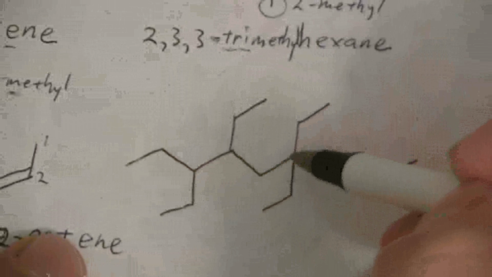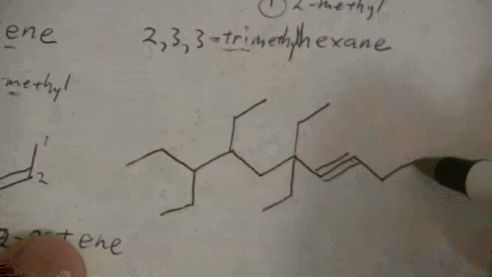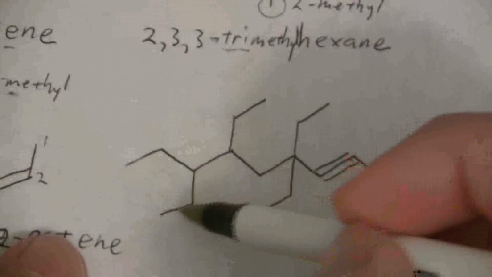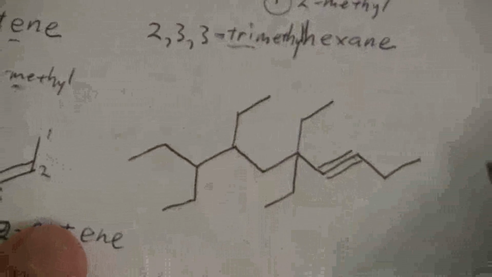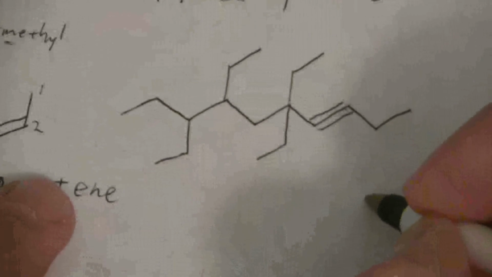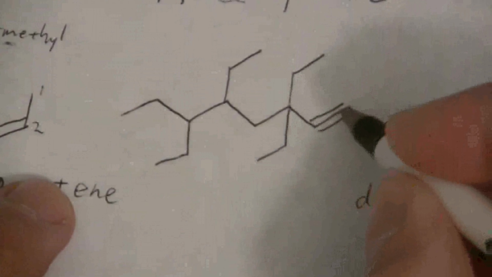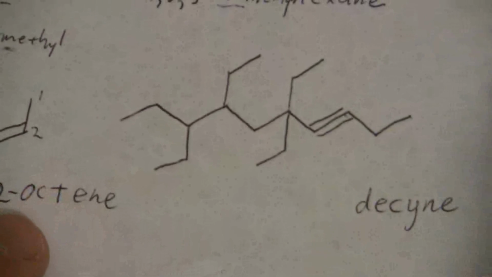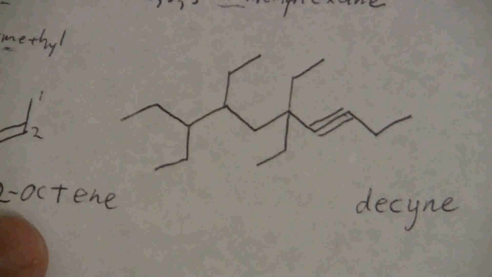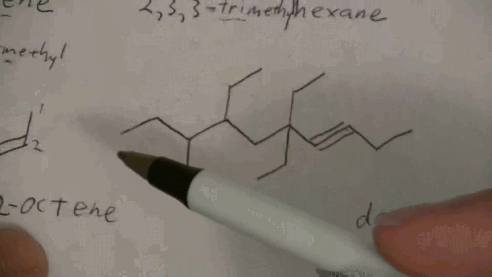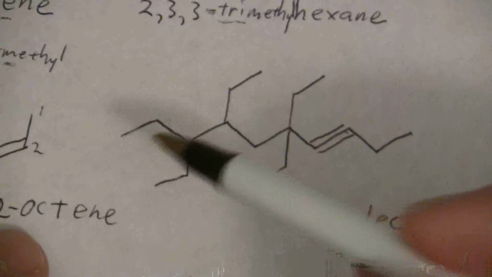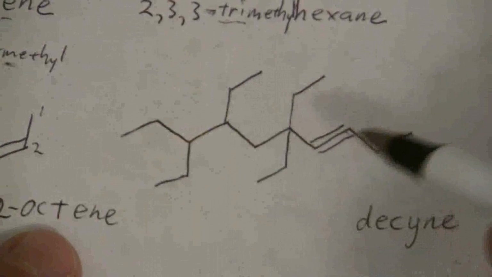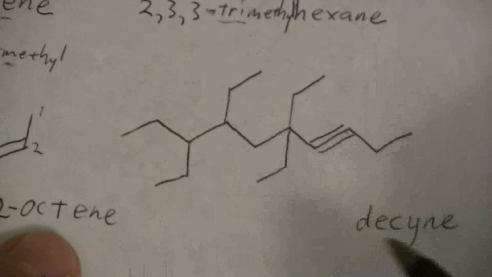1, 2, 3, 4, 5, 6, 7, 8, 9, 10 carbons in my longest chain. And if I started down here, I still end up with 10 carbons either way. So this is going to be a dec, and then there's a triple bond, so that makes it a yne, decyne. And what carbon does that triple bond start on? Well, I'm going to number this so that I have the lowest number for my triple bond.